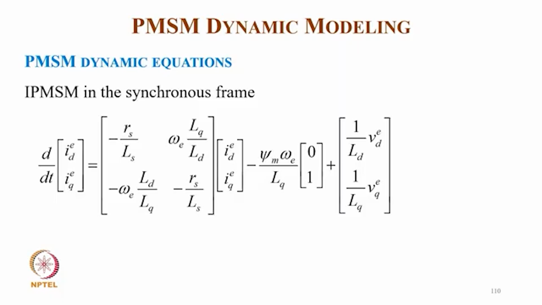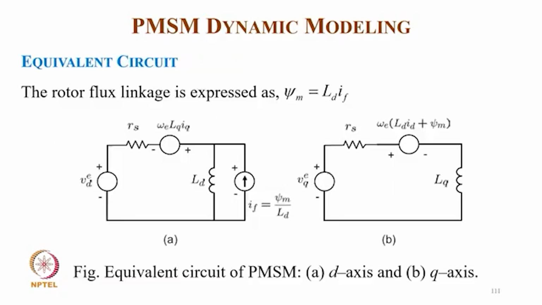Then in the synchronous reference frame, d/dt in brackets of id and iq equals minus rs/ls and omega e Ld/Lq, minus omega Lq/Ld and minus rs/ls, into id and iq, minus phi m omega e, Ld Lq in brackets, 0 and 1, plus 1/Ld vd and vq/Lq.